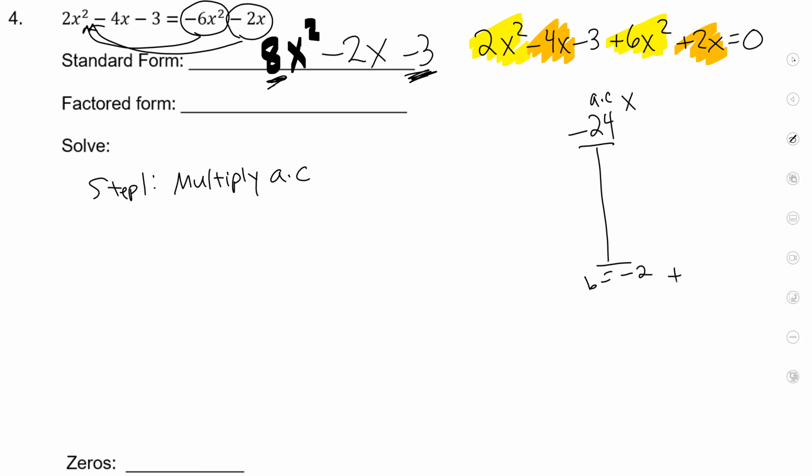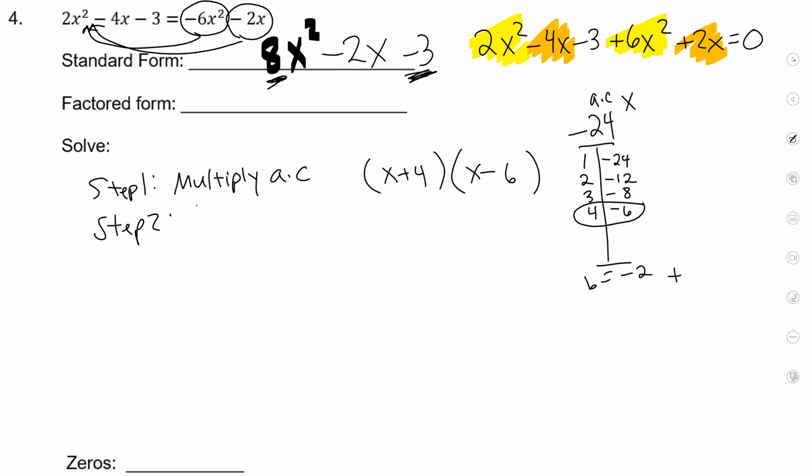So I'm just going to list my numbers. I can do 1 times negative 24, 2 times negative 12, 3 times negative 8, 4 times negative 6. Oh, I think I found my answer. 4 minus 6 is negative 2. Or 4 plus negative 6 is negative 2. So those are my two numbers. I'm going to put it in my parentheses, x plus 4 and x minus 6. So step 2, we completed it. It was to make the eye chart.